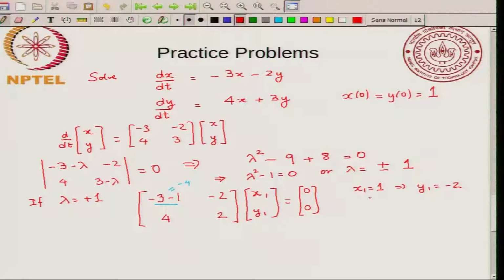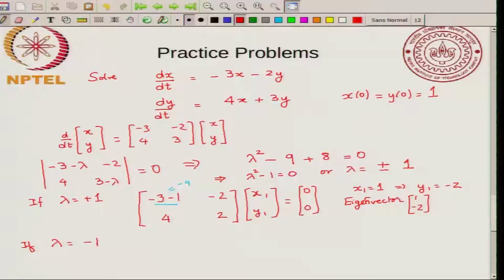Okay. So my eigenvector becomes just 1, minus 2. Now the first eigenvalue is plus 1, and the eigenvector is 1, minus 2. Now if lambda equals minus 1, okay.